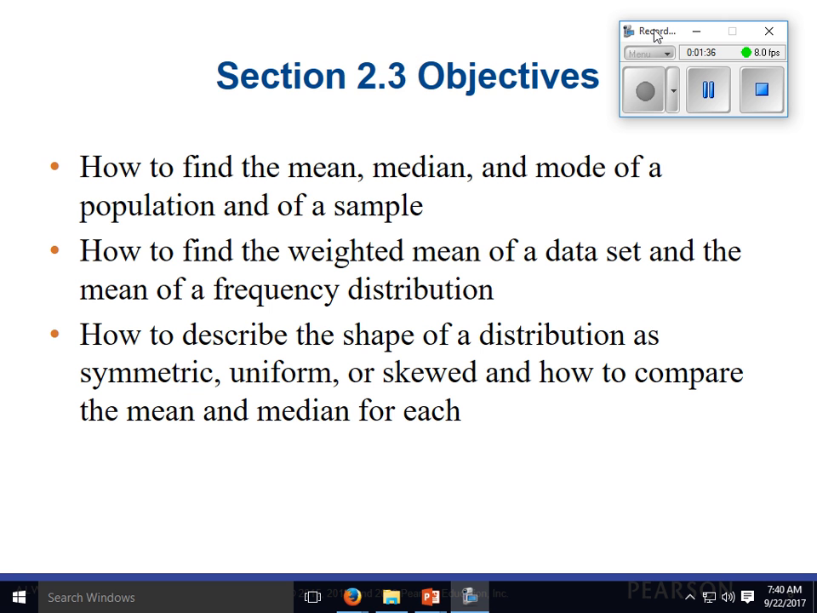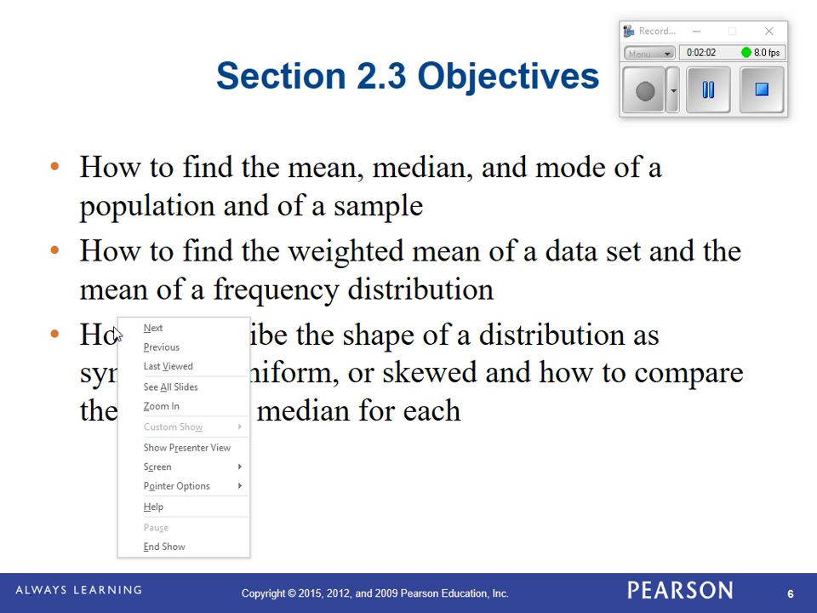What we're going to learn: how to find the mean, median, mode, how to find weighted means. This is probably the hardest thing that we're going to do today. Not really hard, but you've got to make sure you know some of that other stuff that we've been doing with the frequency distribution. How to describe a shape. This is very, very, very important. We're going to talk about these. There's actually 4 different ways a shape could be described.